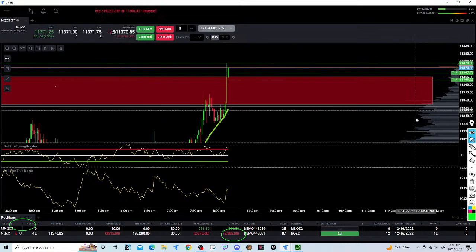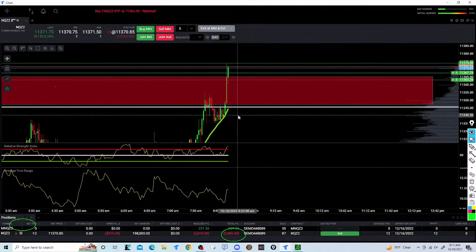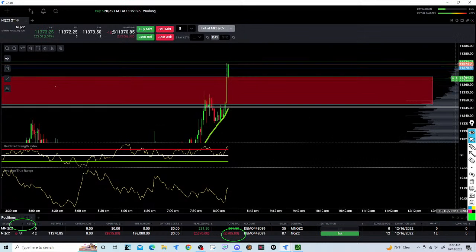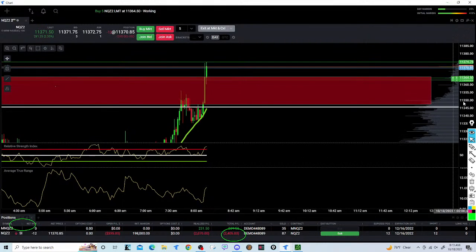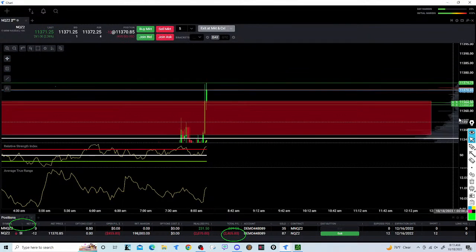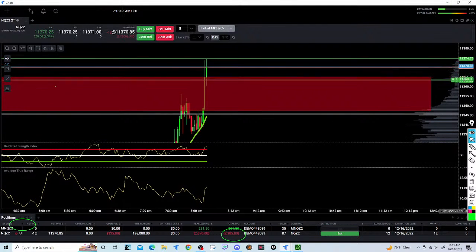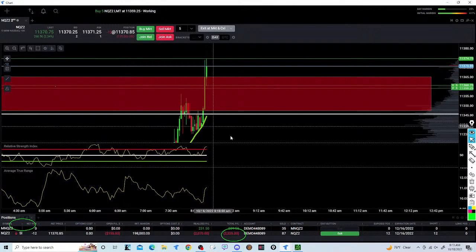All right. So we just got filled on those contracts. They're coming back up to take out the shorts in that bar. And now we're going to pull this down because it should come right back down into this range.